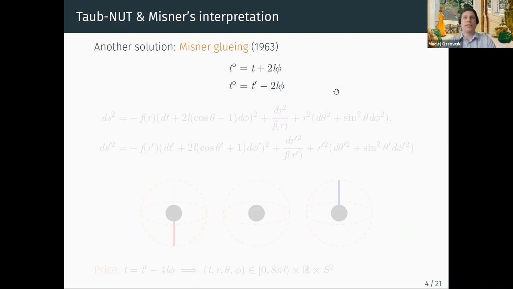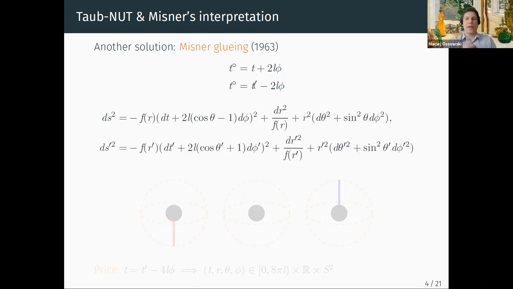Using some clever group theoretic arguments, he noticed that we can introduce two coordinate changes. We have this T naught, and we can introduce T and T prime. Those two changes of coordinates have the effect that now we don't have a cosine, we have a cosine minus one or a cosine plus one. So the upper metric tensor is regular at the surface theta equal to zero, and the bottom one is regular at the surface theta equal to pi.